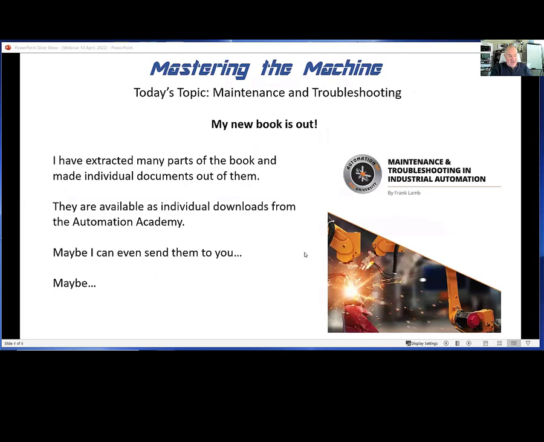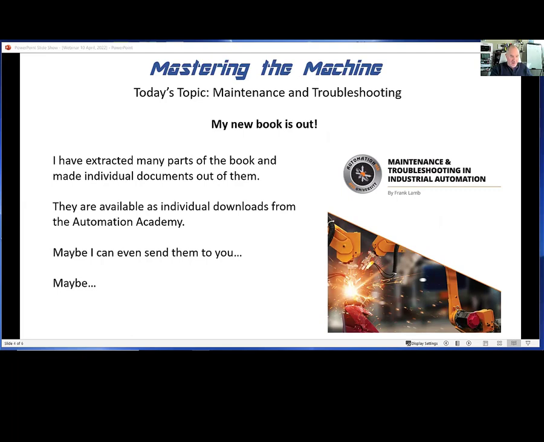A little bit about today's topic. I mentioned in the last webinar, which was about 3 weeks ago, that my new book is out, Maintenance and Troubleshooting in Industrial Automation. It's available on Amazon. I'll go ahead and slide this over here and show you what the book looks like. Right, there is the book.